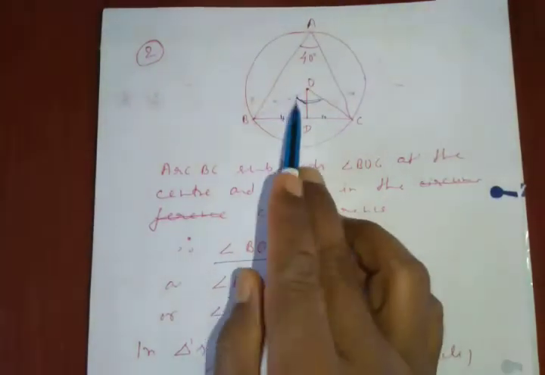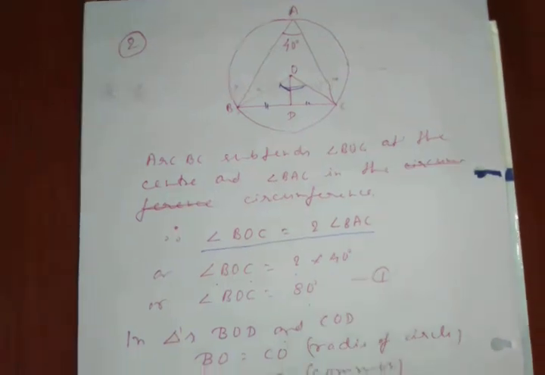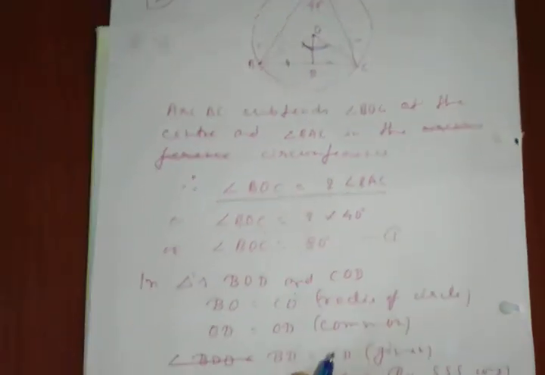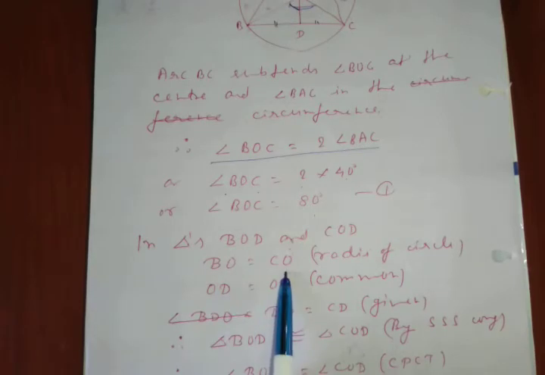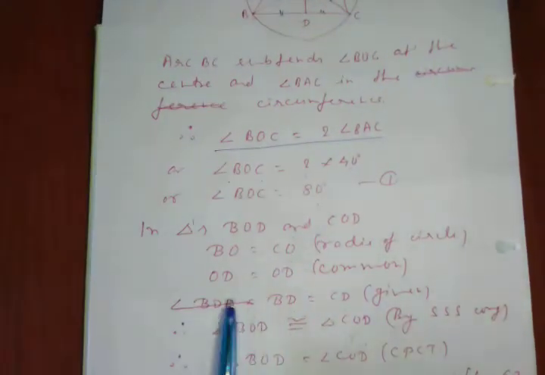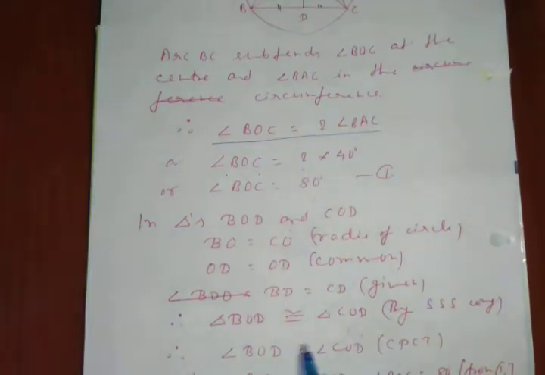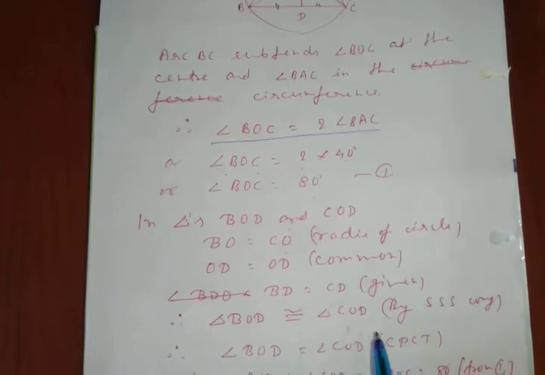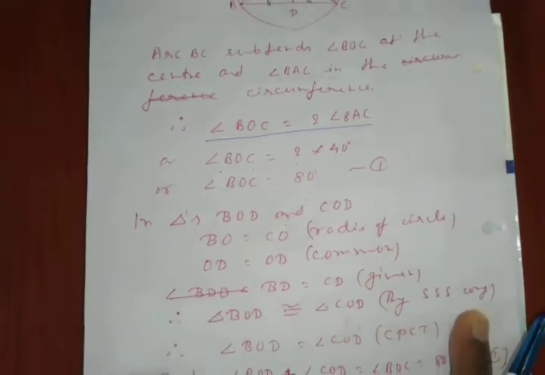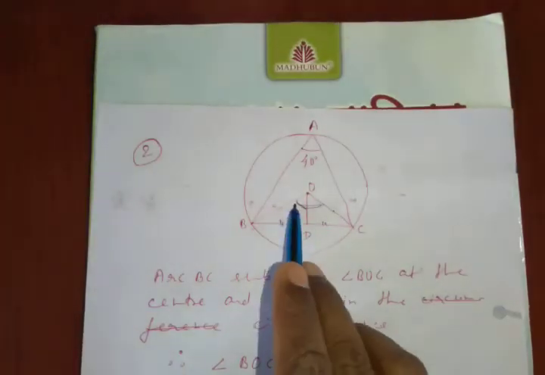Next, prove that these two triangles are congruent. For this, the first condition is that BO equals CO. It is given BO equals CO because these two are the radii of the circle. Then OD equals OD is common, and BD equals CD is given because this is the midpoint here. So by these three conditions, the triangles BOD and COD are congruent by the SSS congruence condition, and therefore angle BOD equals angle COD.